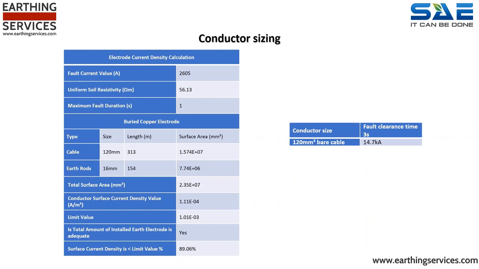To restate, in this example, the maximum 3-phase fault was 13.122 kA. The 1-phase fault was 2.605 kA. The fault clearance time was 1 second. Detailed within Energy Networks Association Technical Specification 41-24, Guidelines for the Design, Installation, Testing and Maintenance of Main Earthing Systems in Substations, is the formula for determining the current density of earth electrodes evidenced in these calculations.